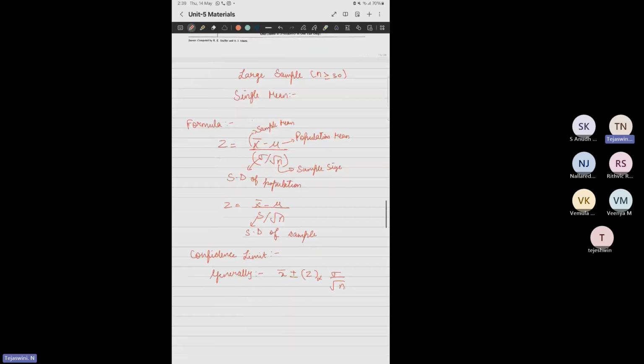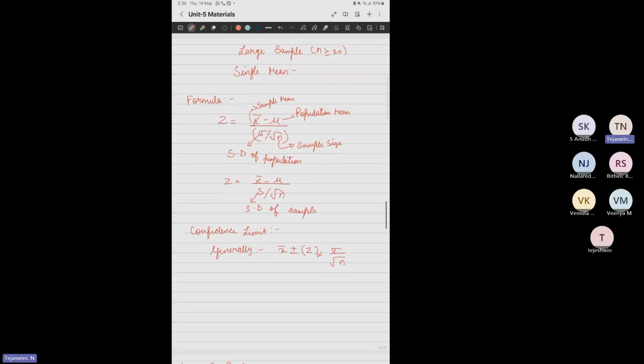Okay, so I have some sums here. For large sample single mean, the formula, like I said, is x bar minus mu by sigma by root n. This is the standard deviation of population. Else, if the standard deviation of the sample is given, we can use this formula.